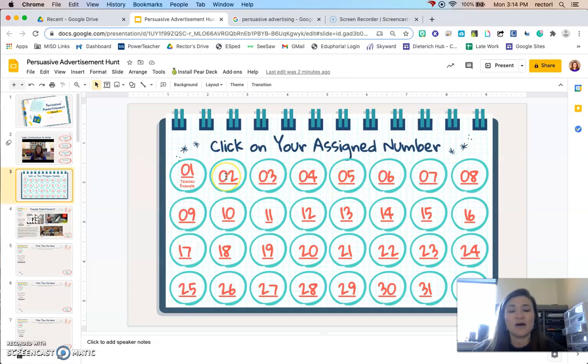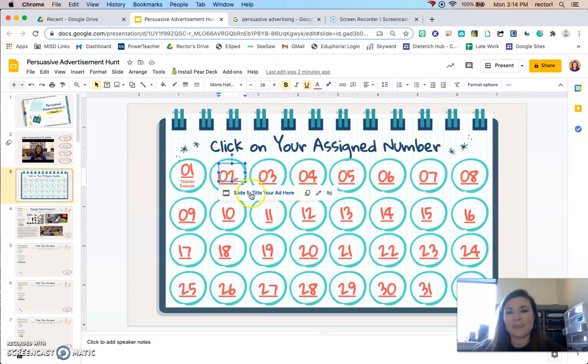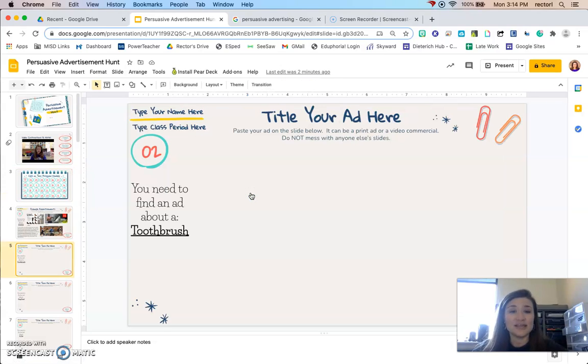When you click on that slide, it's going to look something like this. You will get this blank slide for you to insert your name, your class period, and the title of your ad when you find your ad. But slide number 2 says you need to find an ad about a toothbrush. So I've given you the product. Now you go and find the ad.